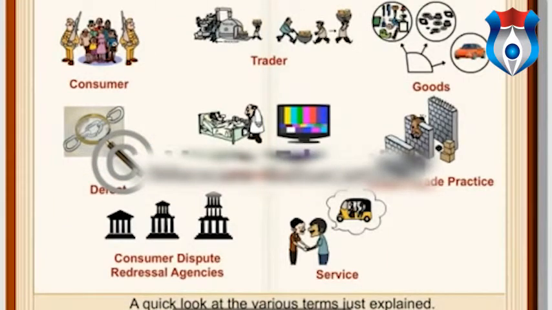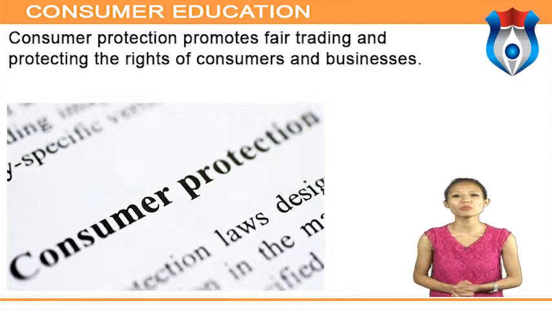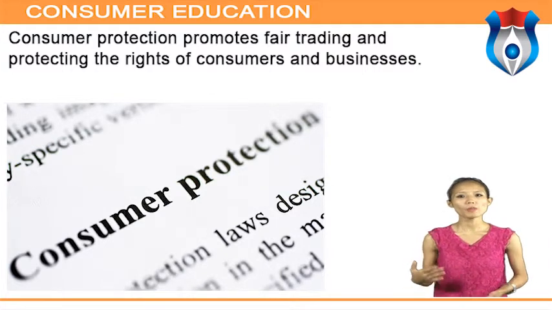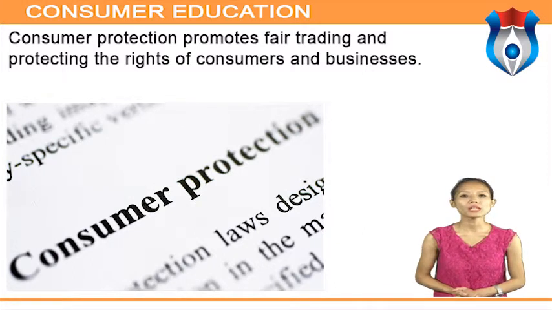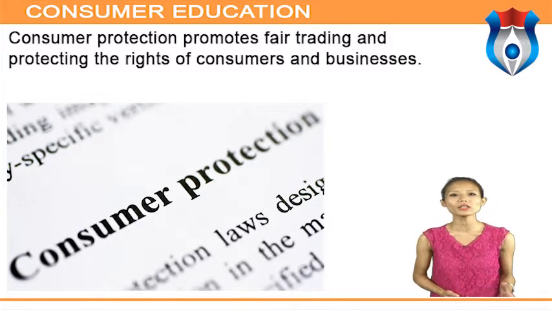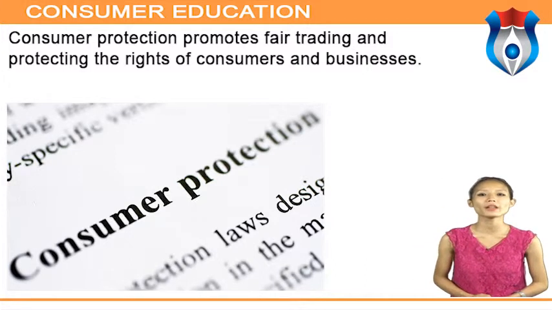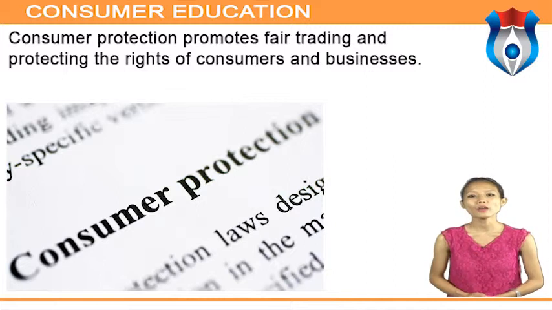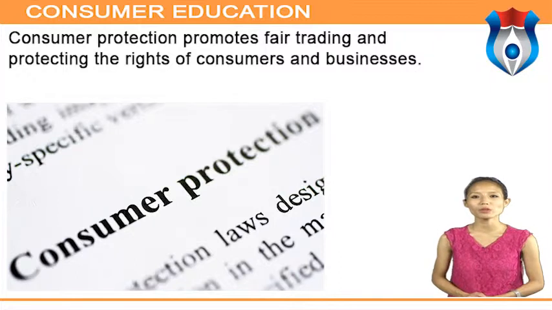A quick look at the various terms just explained. Protection. Consumer protection promotes fair trading and protecting the rights of consumers and businesses. Consumer protection is also responsible for some occupational licenses, buying, selling and renting homes, cooperatives and not-for-profit legislation. It notifies the public about the types of fraud in the marketplace and offers guidance on how to file complaints or send in tips regarding suspicious activities. Consumer protection also provides updates on disciplinary action.